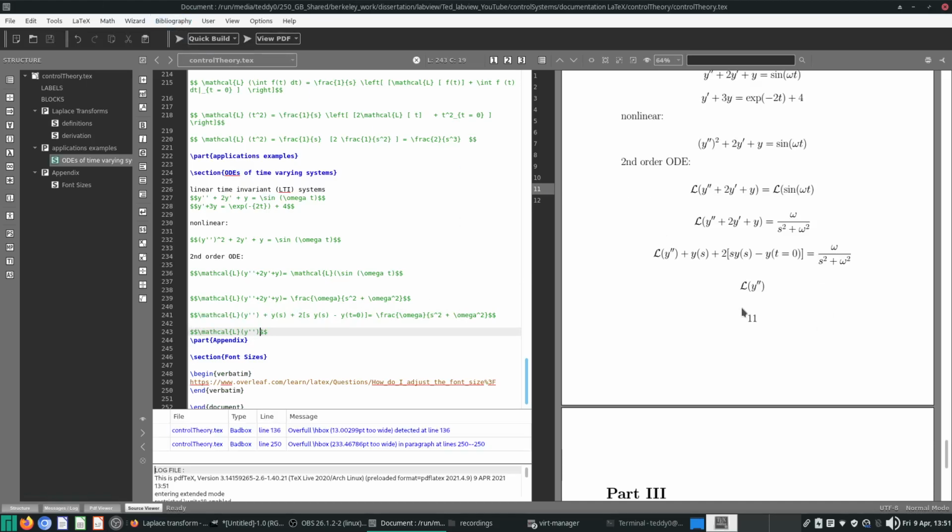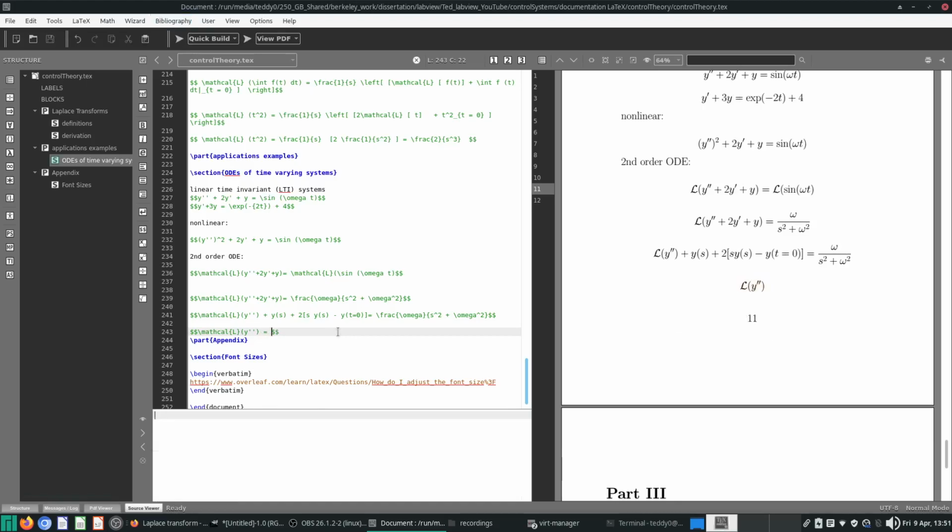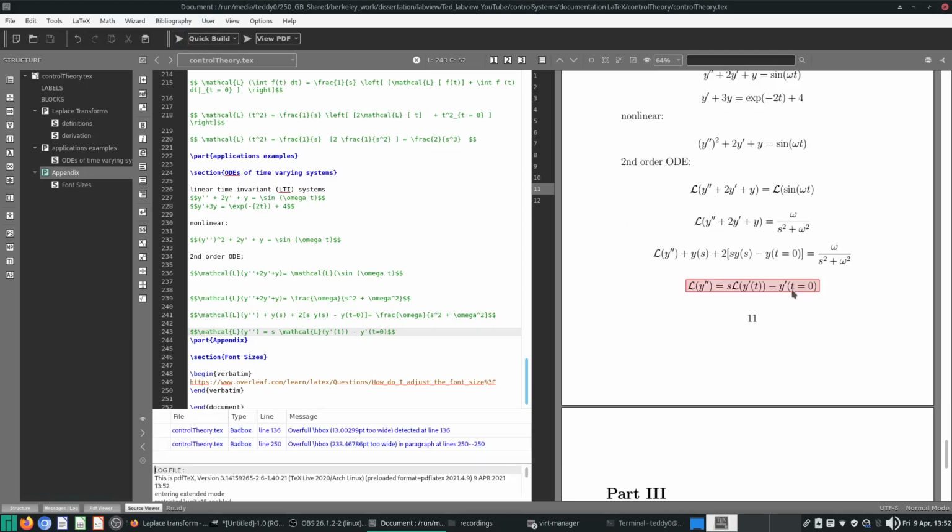What's the Laplace transform of the second order derivative? If we integrate it once, it'll be s times the Laplace transform of f prime of t, or y prime of t, minus y prime at t equals 0. So now you need more of your other boundary condition.